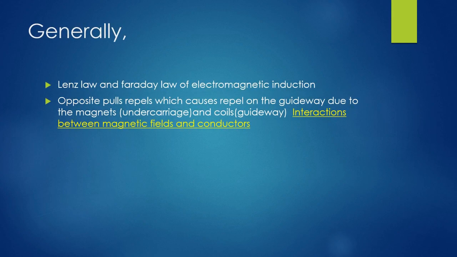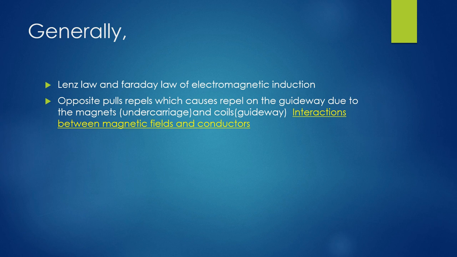Generally, Lenz's law and Faraday's law cause the train to levitate and also propel at the same time. These laws cause changes in magnetic fields, which cause repulsion and attraction between the train and guideway, which causes the train to levitate or propel.